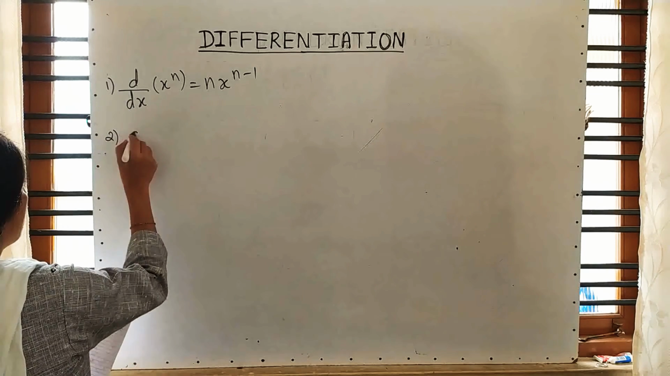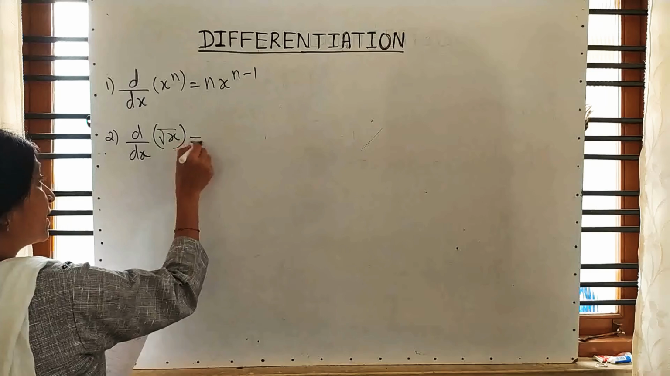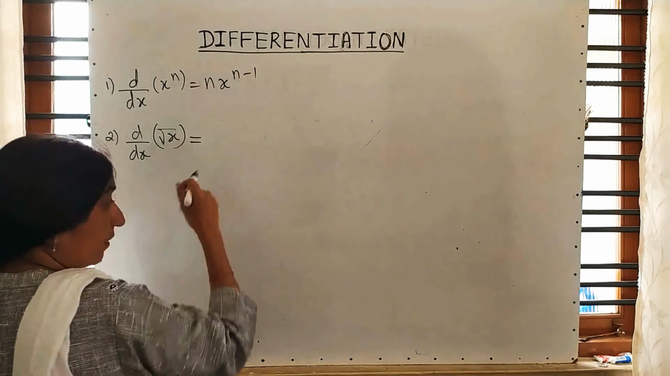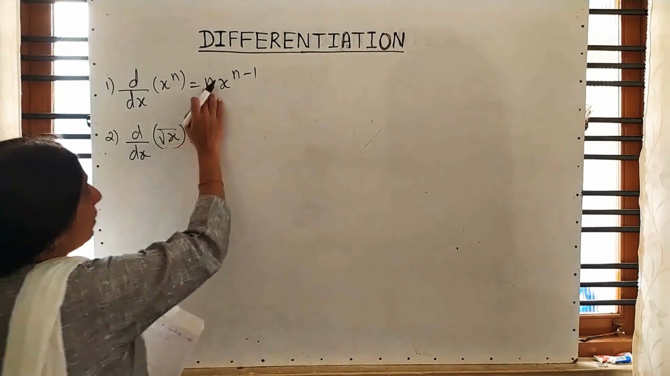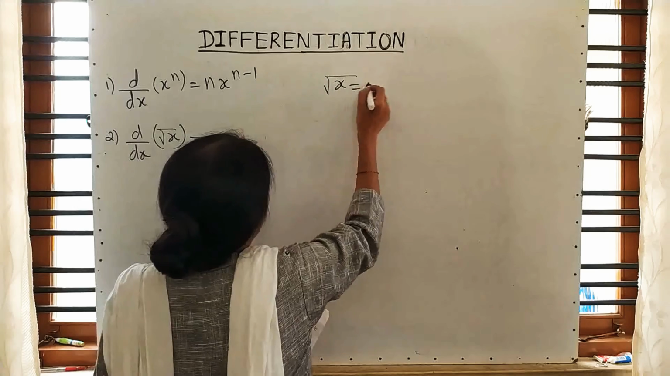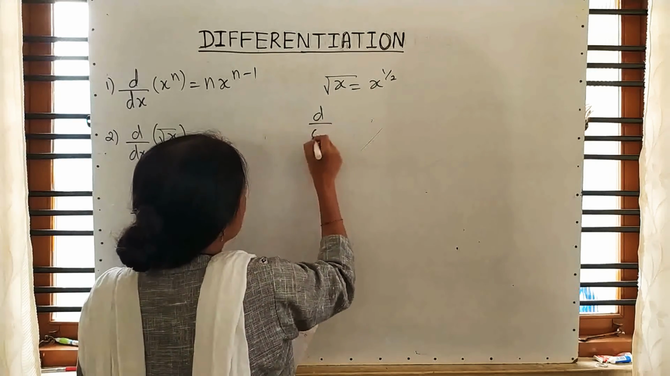Second one. Actually, this second one I am giving you after writing the example. But leave some place. So after explaining the example, for example, here in place of n, what we have is root x, which will be written as x raised to half. Correct or not? Then what is its differentiation?